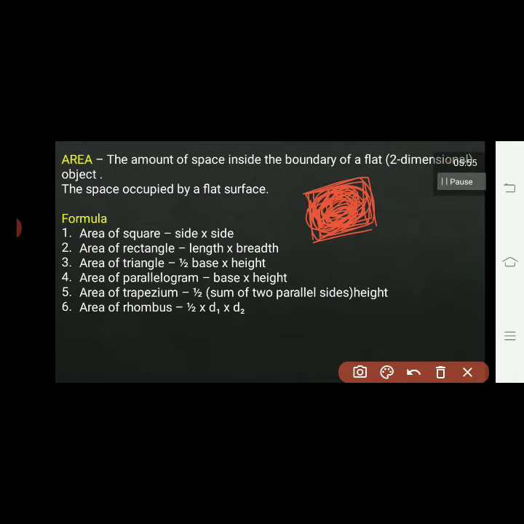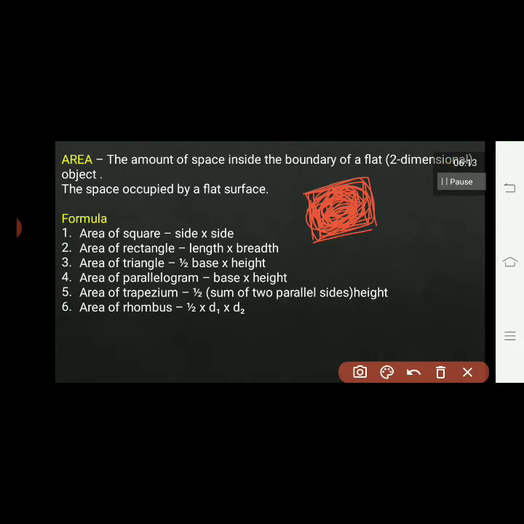Okay, now the formula for the area of square, we know it, side into side. Area of rectangle, length into breadth. Area of triangle, that is half base into height. Area of parallelogram, base into height. This all we have studied. Now this here, this is new. Area of trapezium is half the sum of two parallel sides into height.